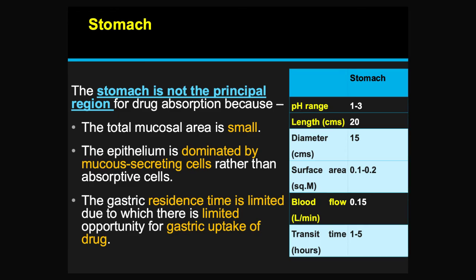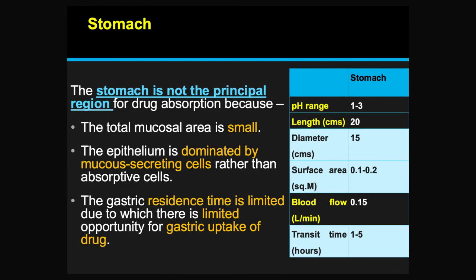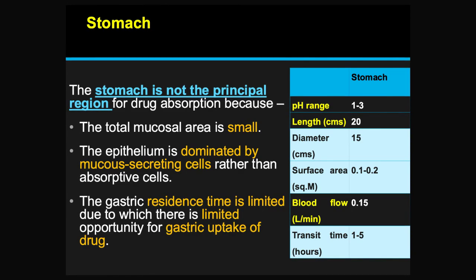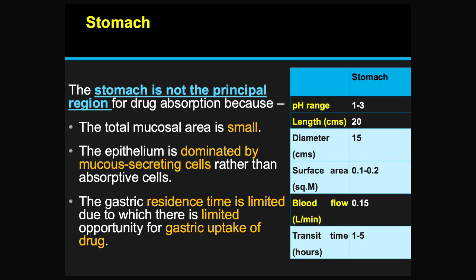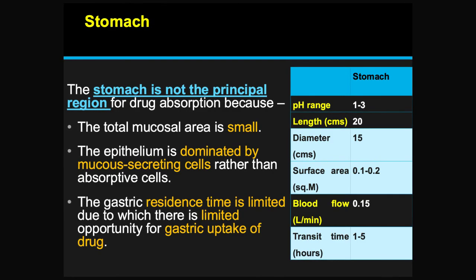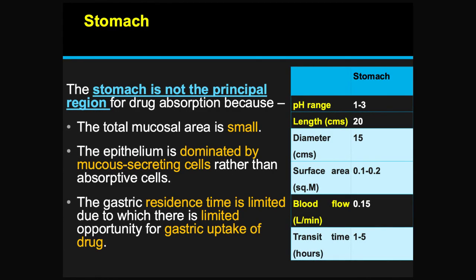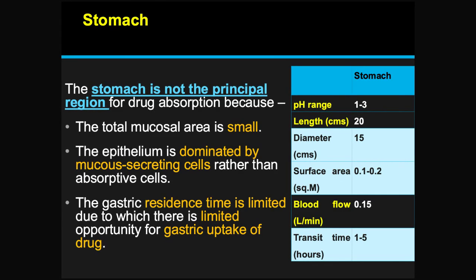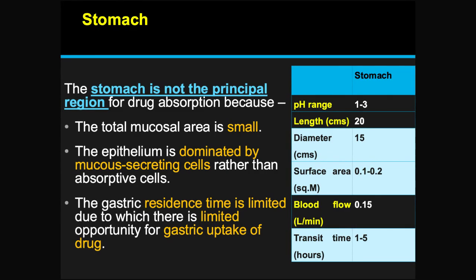Focus your attention on the data table, specifically the surface area of 0.1 to 0.2 square meters, which reveals why the stomach cannot compete as a primary absorptive organ. While a transit time of up to 5 hours seems generous, the histological dominance of mucus-secreting cells acts as a functional filter, favoring protection over permeation.